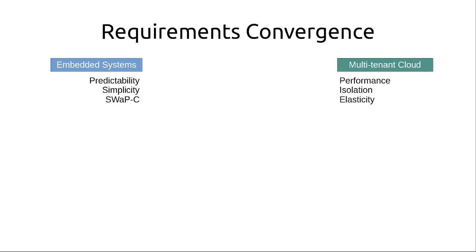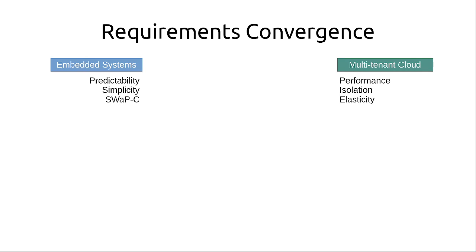A lot of our work on Composite has been motivated by the idea that there's a convergence in requirements between systems that have historically been quite disparate. So we have embedded systems that have focused almost entirely on things like predictability, simplicity, size, weight, and power, and cost, and all of these types of factors. But then on the complete other end of the spectrum, we have these massive data centers that have multi-tenant clouds. And these focus inherently on performance. We want to push as many client requests through them as possible. Things like isolation, especially multi-tenant isolation, and elasticity, the ability to scale up and down.